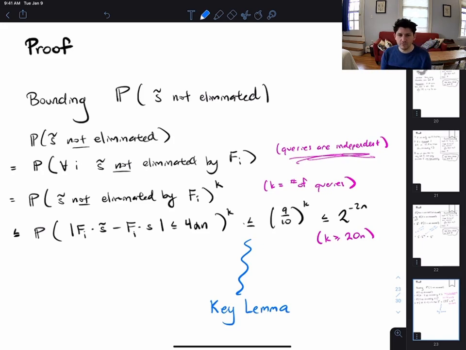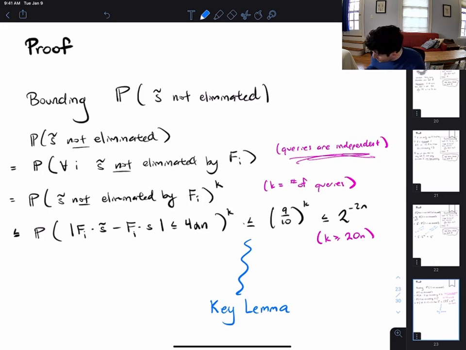Now we have that for each query, it fails to eliminate S tilde with probability 9/10. So if I take k to be, let's say, 20n, then the overall probability that S tilde never gets eliminated is going to go to 0 very fast. It's going to be 2 to the minus 2n.